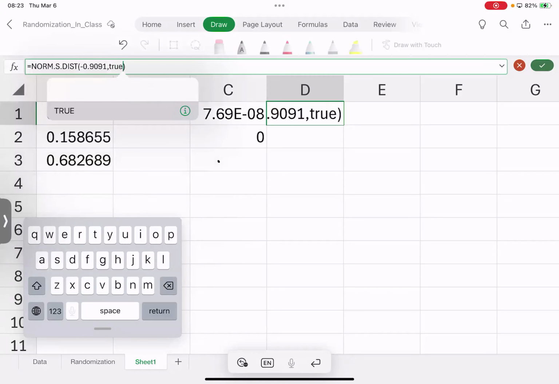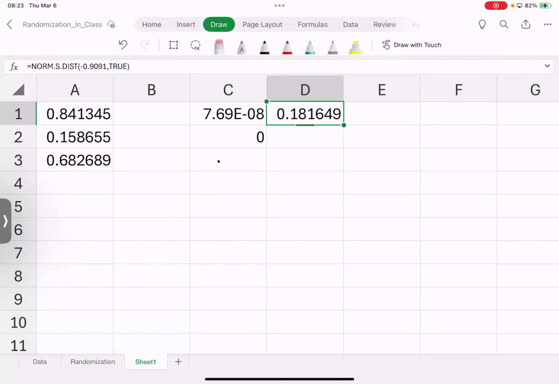This gives us the area to the left, which happens to be the area that we want. Is that somewhere between 0.16 and 0.5? It is. And so our estimate was reasonable, but it just wasn't very precise.